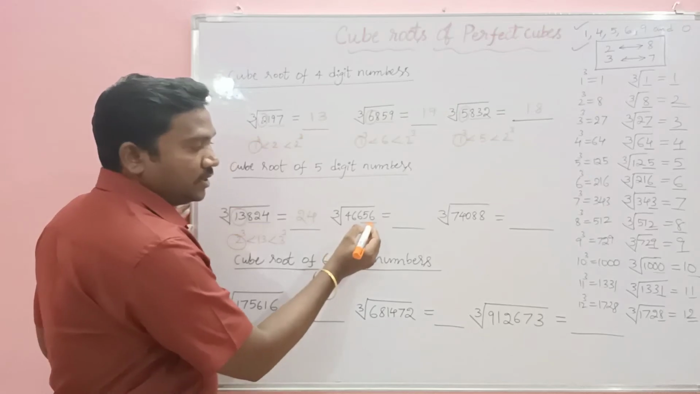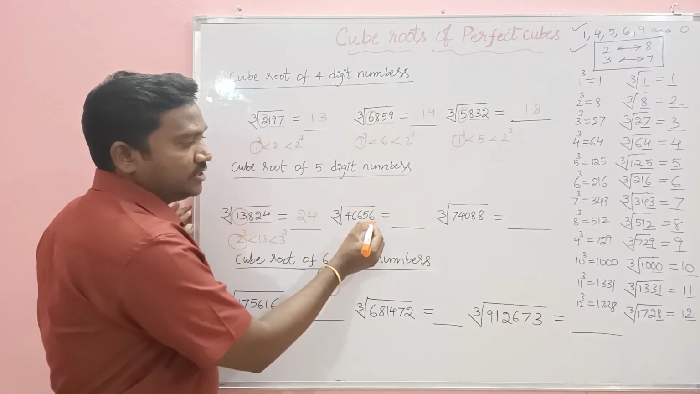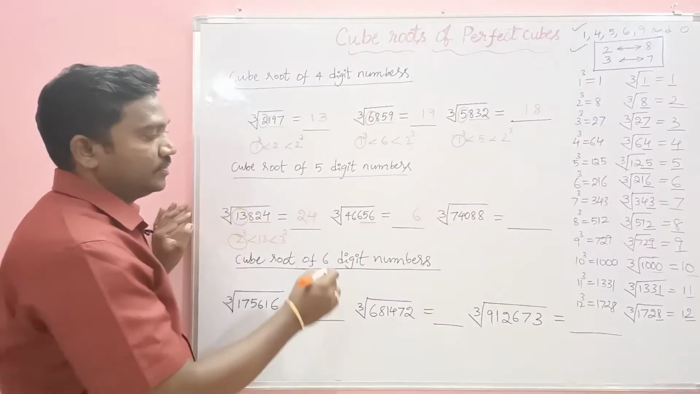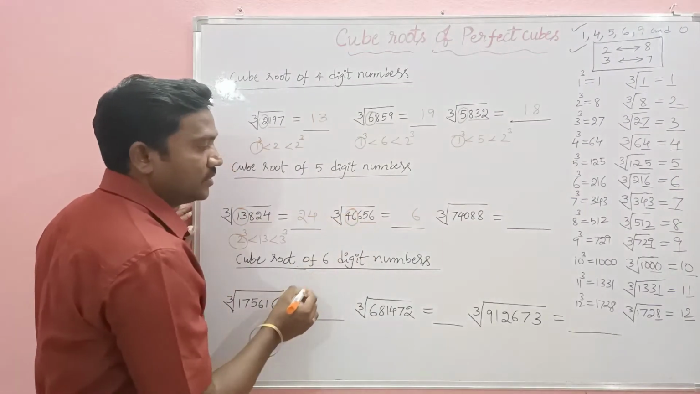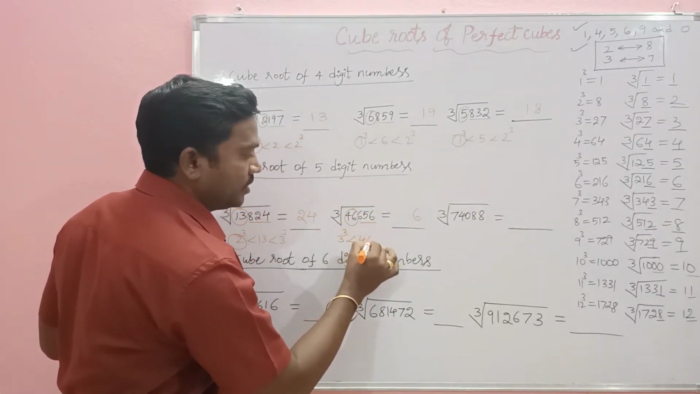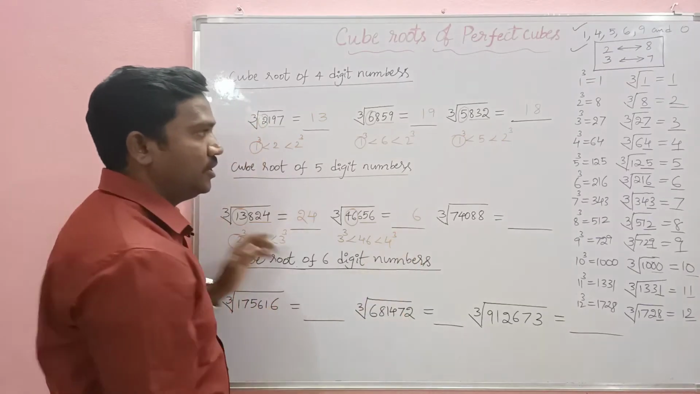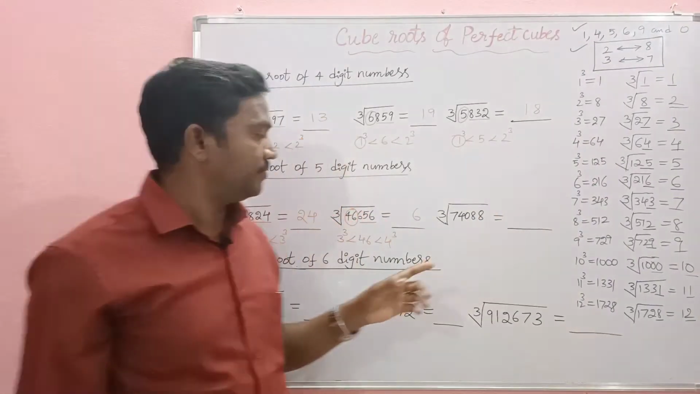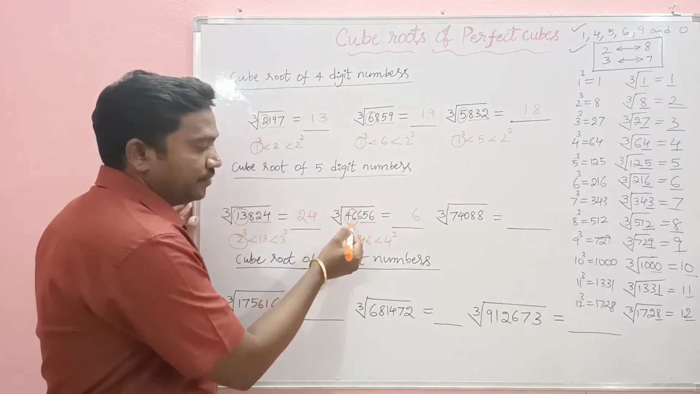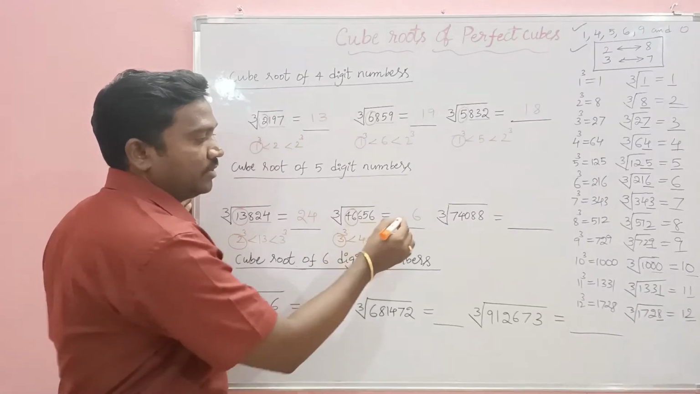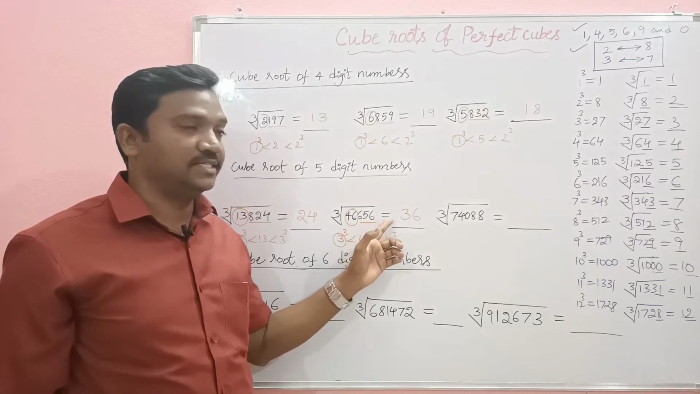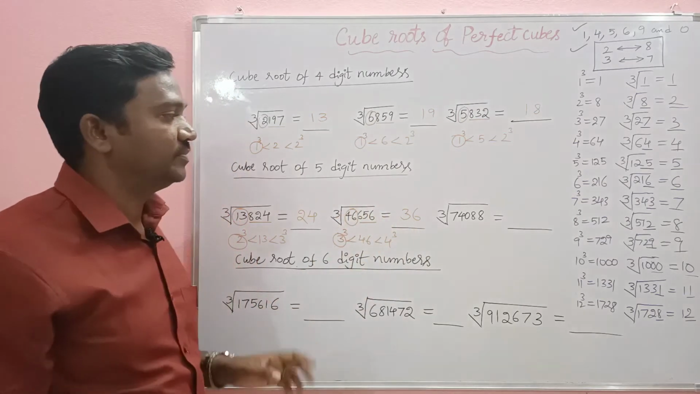Similarly, here the number ends with the digit 6. We can get 6 in its units place. Now 46. So 46 lies between 3 cube and 4 cube. 3 cube is 27, 4 cube is 64. So 46 lies between 3 cube and 4 cube. So here we have to take the smallest number 3. So cube root of 46,656 is equal to 36.